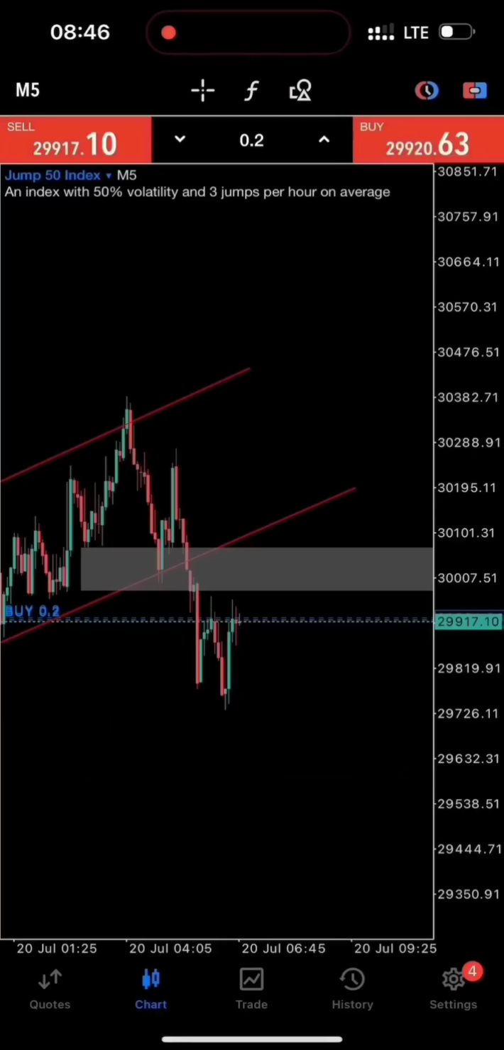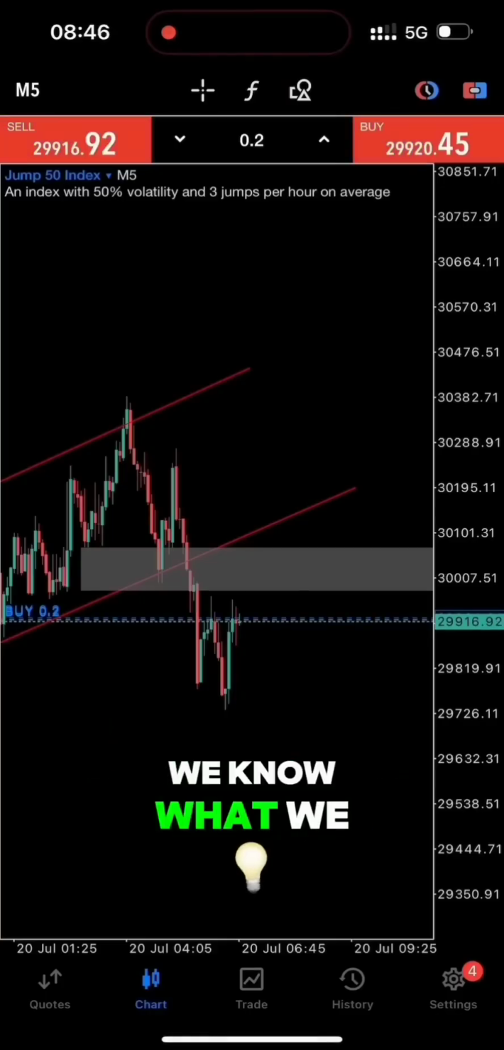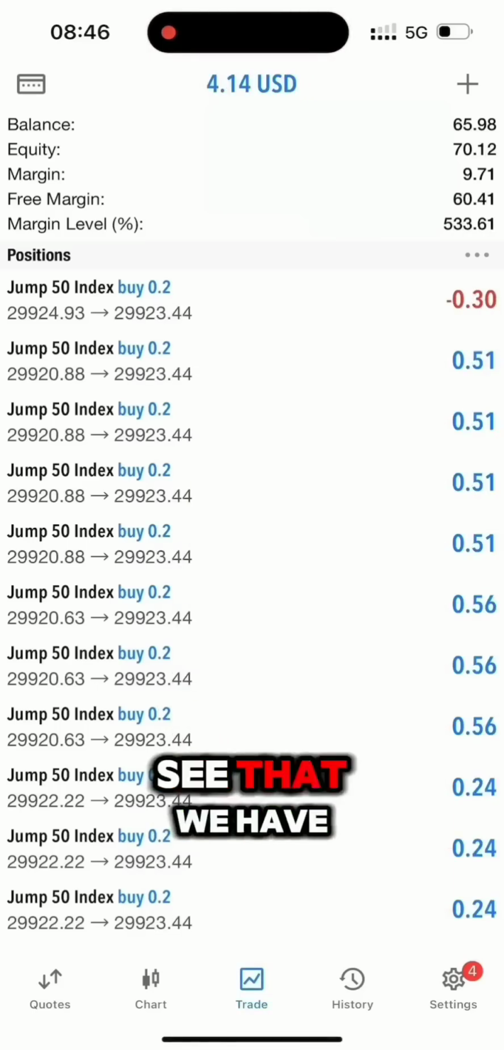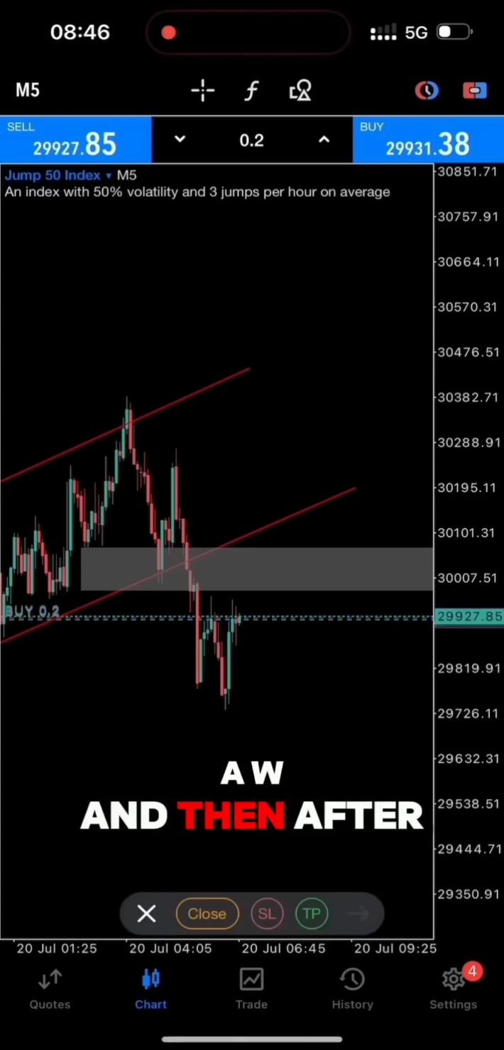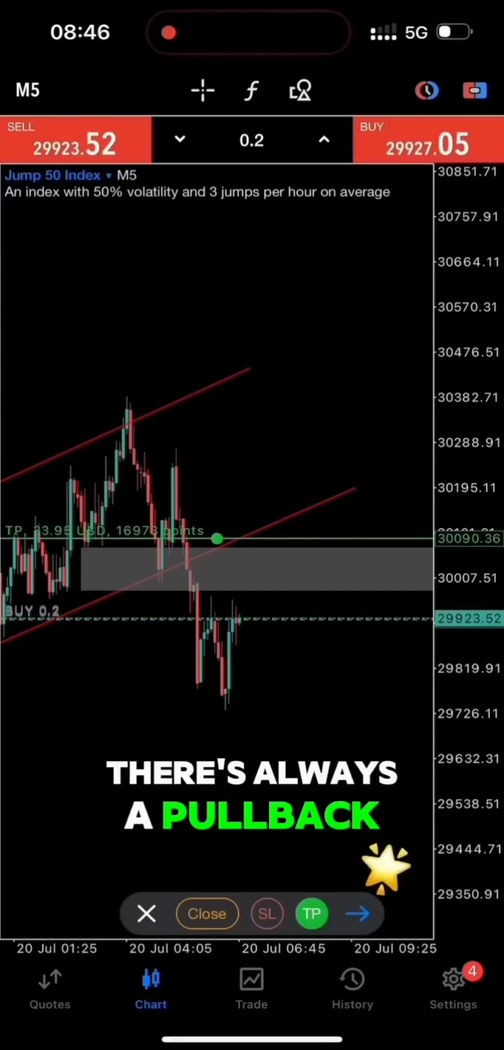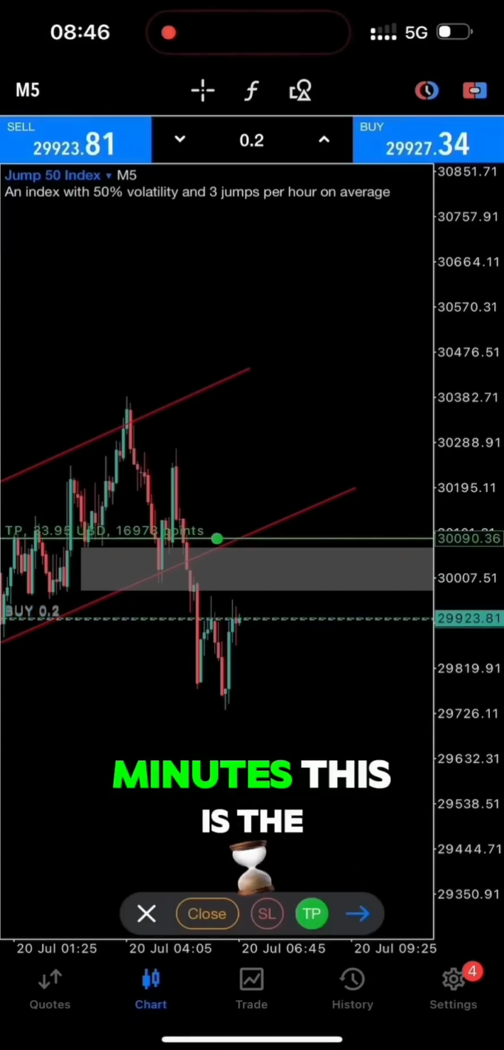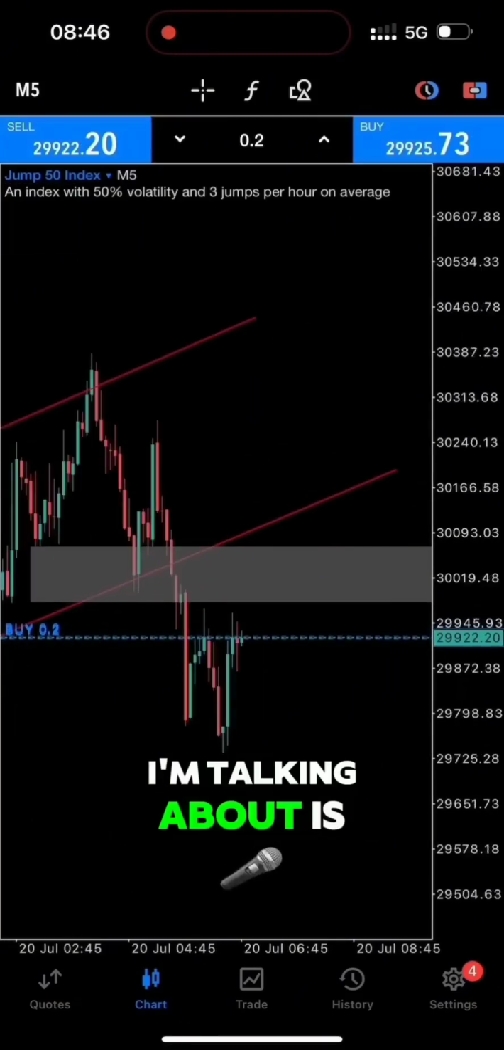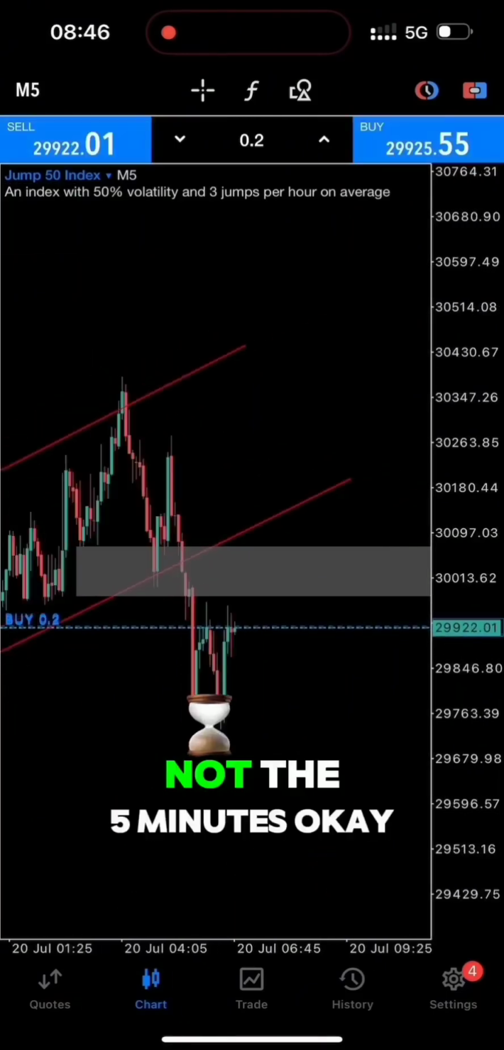All right, so in this trade we know what we have to do, right? So here we can see that we have a W, and then after the breakout there's always a pullback. This is the 5 minutes, this is the 5 minutes. So the pullback which I'm talking about is in the higher time frame, not the 5 minutes.